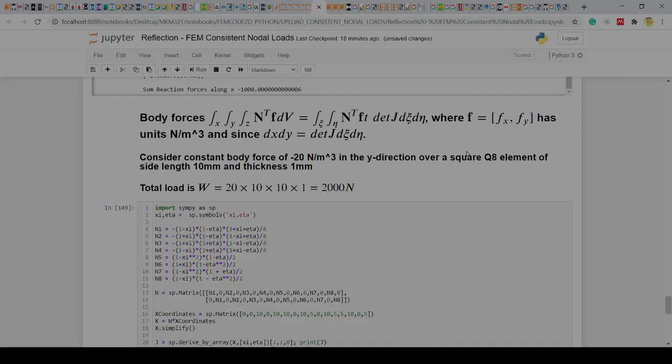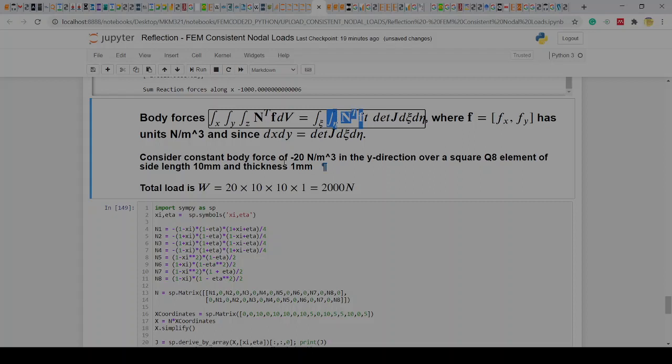So let's go back and see. What it boils down to is the following. We need to essentially compute N^T, N transpose, that we already have done multiple times. We have to put in the body force vector, fx and fy, then the thickness, the determinant of the Jacobian, and that's it. So dx dy is equal to the determinant of the Jacobian of d xi d eta, so this is where this comes from. The thickness makes it this area, or this dA, which is then the volume, and lastly, this is what we need to compute.